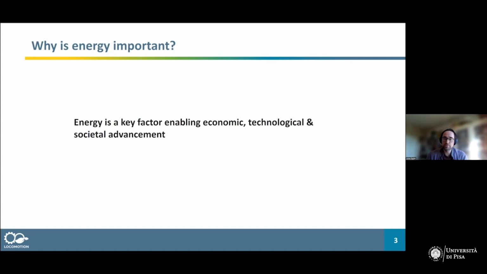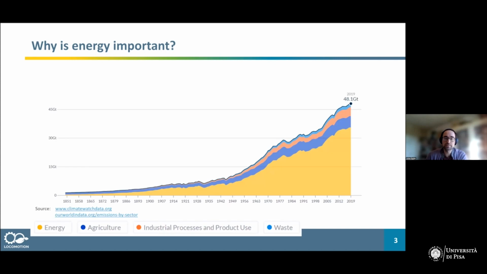We harnessed this energy surplus by harnessing fossil fuels to build up this society, this complex economy that we have today. And it enabled us great progress and advancement. But obviously, the other side of the medal is that basically this is the greenhouse gas emissions over time.